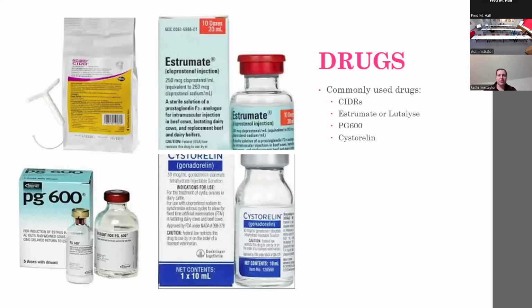So these are the common drugs that we use with estrus synchronization. We use CIDRs, we use Estrumate or Lutalyse, PG600, and Cystorelin. So our CIDRs, that's our source of progesterone. Estrumate, that's a cloprostenol, that's also a prostaglandin, so that's our PGF2 alpha. Our PG600 acts like a small amount of FSH, but it's mostly an LH component. And then Cystorelin, which is our GnRH.